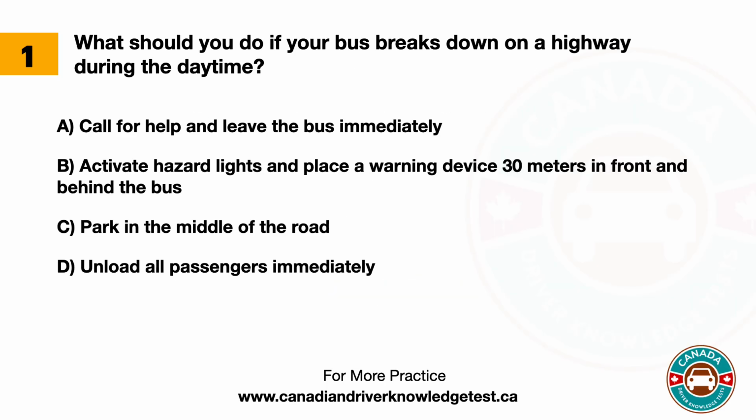Question 1. What should you do if your bus breaks down on a highway during the daytime? A. Call for help and leave the bus immediately. B. Activate hazard lights and place a warning device 30 meters in front and behind the bus. C. Park in the middle of the road. D. Unload all passengers immediately. The answer is B. Activate hazard lights and place a warning device.